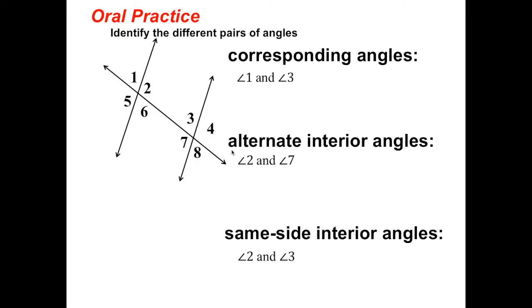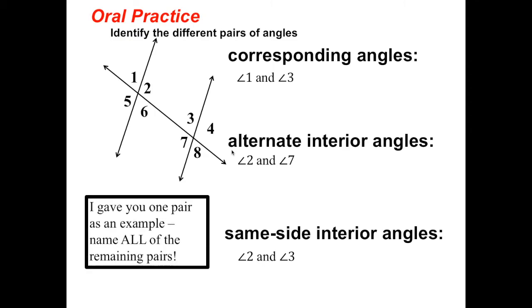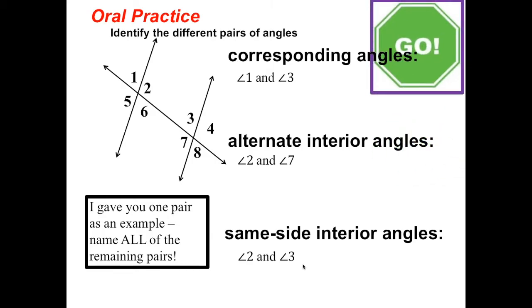Check it out here. Okay, so I dropped in just an example for each one. I gave you 1 pair as an example. What I want you to do is name all of the remaining pairs, okay? All the remaining corresponding angles, alternate interior angles, and same side interior angles. Ready, set, go. Who can do it fastest?